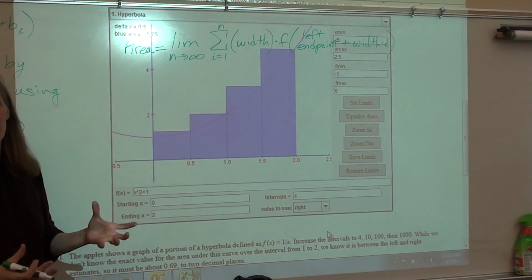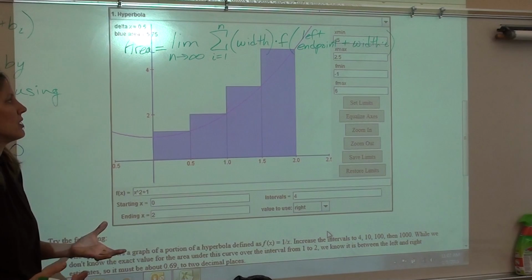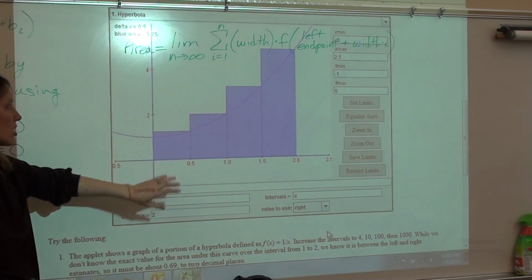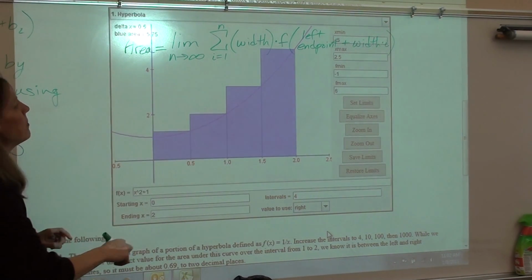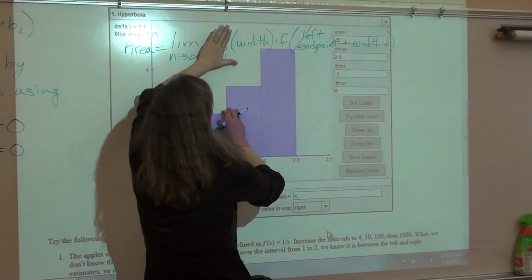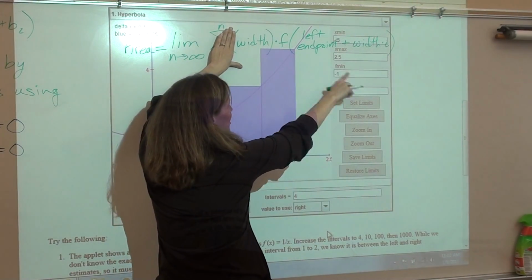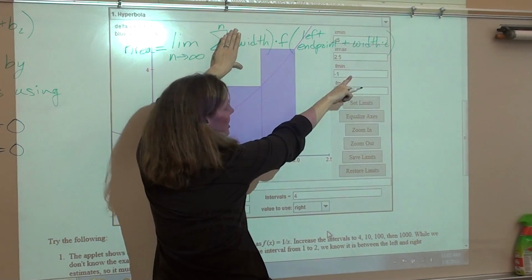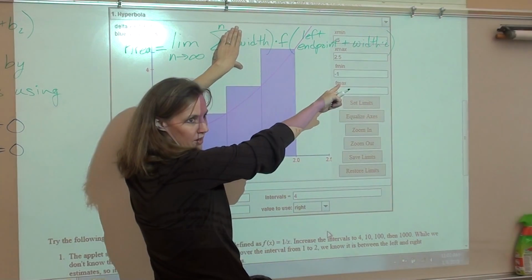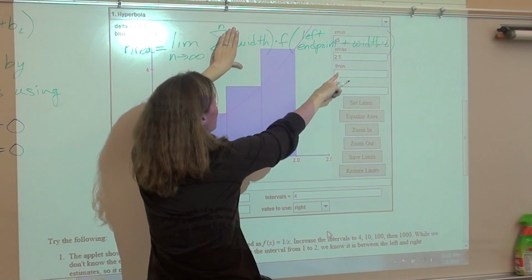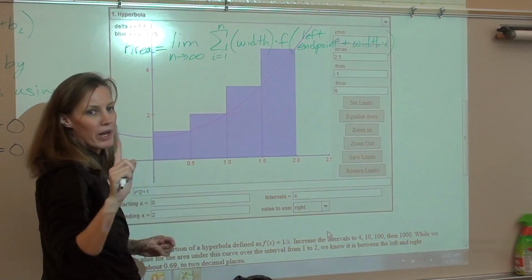So here's what this means. What on earth does this mean? And don't worry, we'll turn off the projection in a minute and you can write it down better. But if you just ignore this and just look at this part, this is width times f of something. So that's width times height. Alright, so you've got width times height, that's the area of one rectangle.